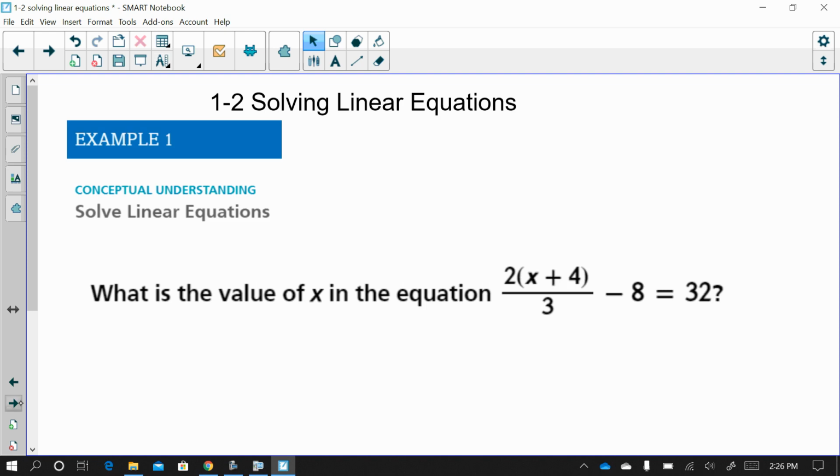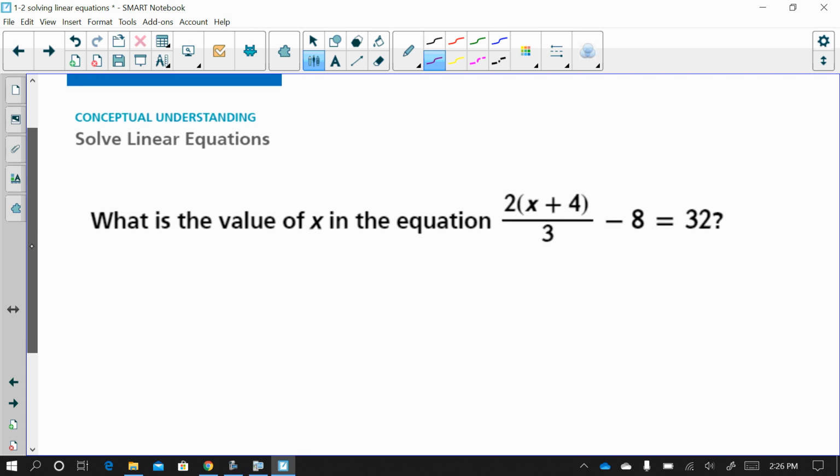We're going to find the value of x in the equation, 2 times the quantity x plus 4 all over 3 minus 8 equals 32. Now remember, when you're solving for x, you want to do the order of operations backwards, okay? Or get x by itself. To do that, we move whatever's furthest away from x first, and then we go from there.